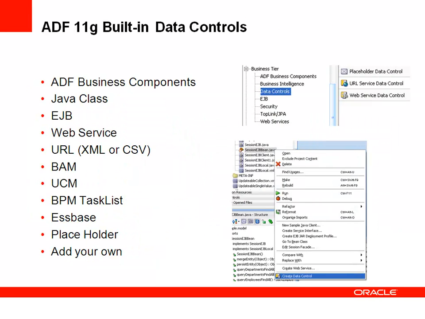Oracle ADF provides built-in data controls for ADF business components, Java classes, EJBs, web services, XML files and CSV files, as well as a URL data control. The BEM data control and the BPM task lists allow you to interact with the Oracle SOA Suite. A UCM data control allows you to interact with a content management system. Essbase allows you to interact with BI information. Placeholder data controls allow you to more easily design a user interface even if you don't have the actual business services already implemented. And you can also build your own data control.